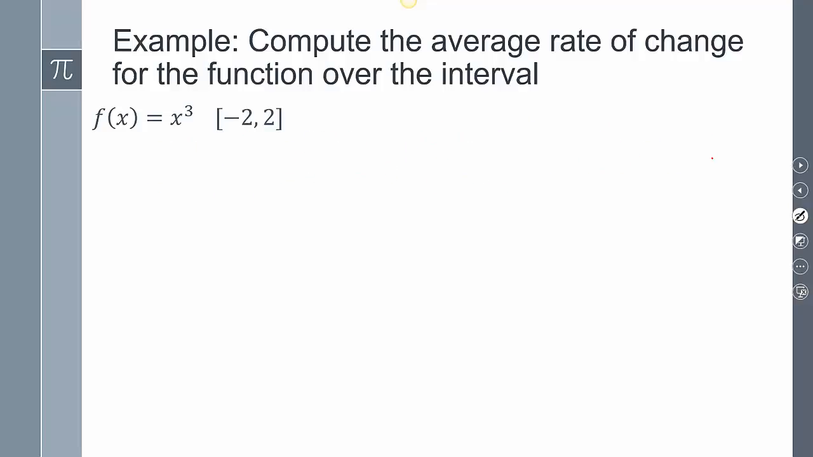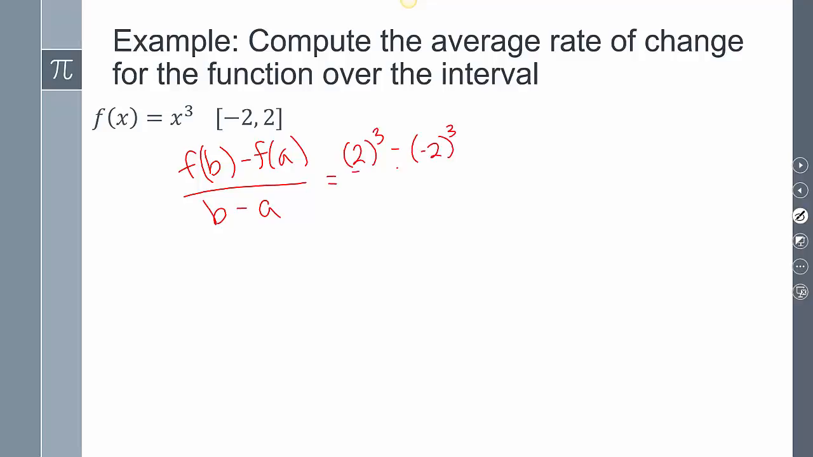For this next one here, plugging it in, we said f of b minus f of a over b minus a. So plugging in 2 minus plugging in negative 2, over 2 minus negative 2. So I'm going to get 8 plus 8 over, and adding these together I get 4. So 16 over 4, which is going to give me 4. And so that's going to be my answer there.